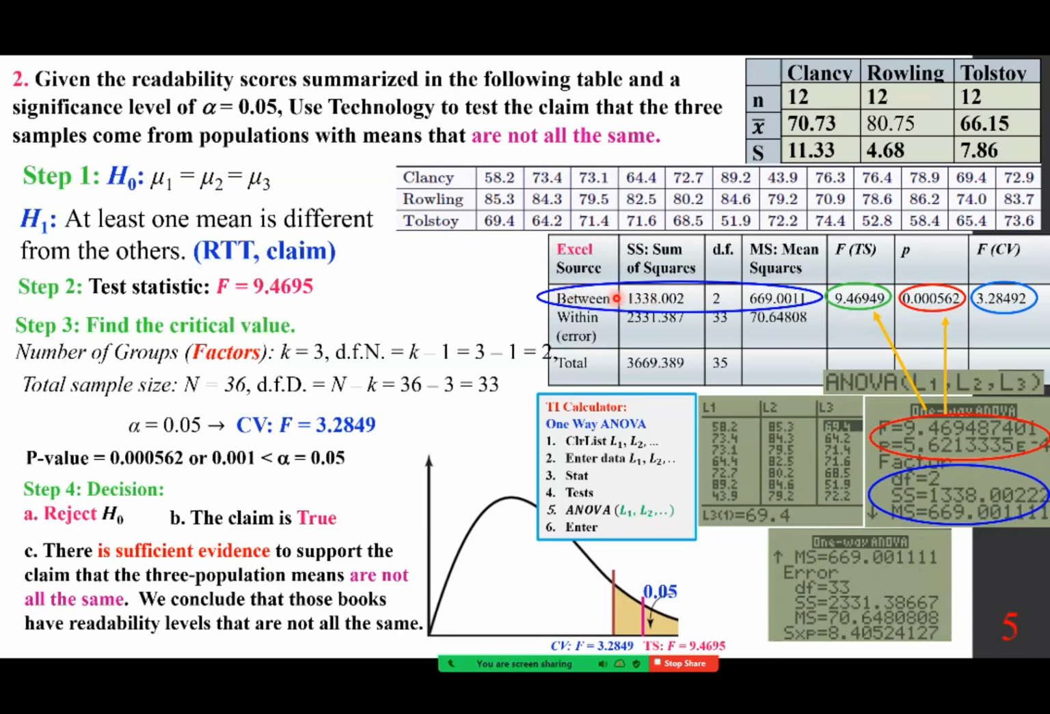The sum of squares between, degrees of freedom, and the mean square. Degrees of freedom is 2, sum of squares and the mean square. This one, the sum of squares within, degrees of freedom, the mean square from the Excel, and this is the information. Degrees of freedom is 33, sum of squares, the mean square from the TI.